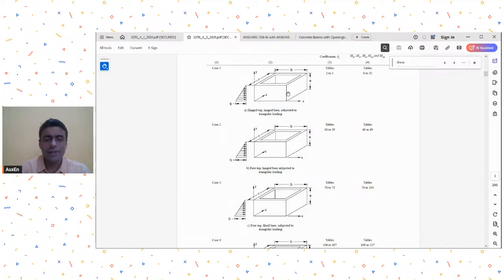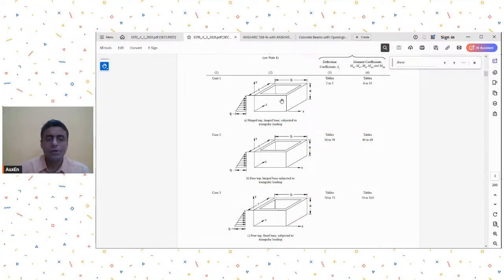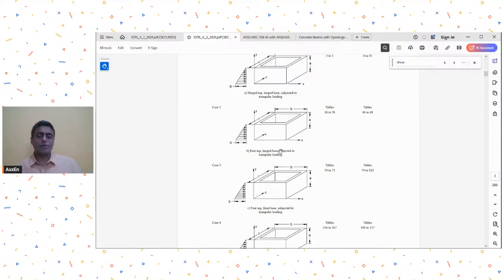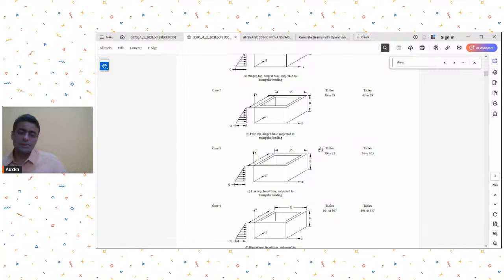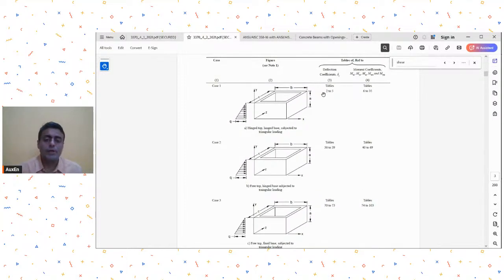So no one does it. But the books do for some reason which I don't know. So anyway, first of all, you decide which situation matches your case. Then you need to go to these table numbers.